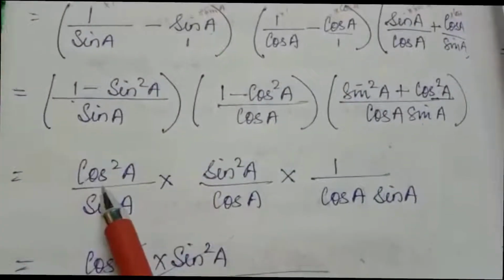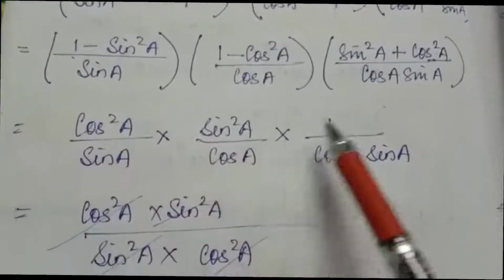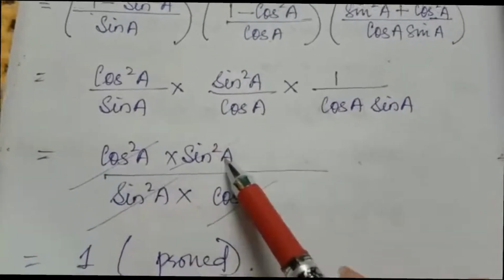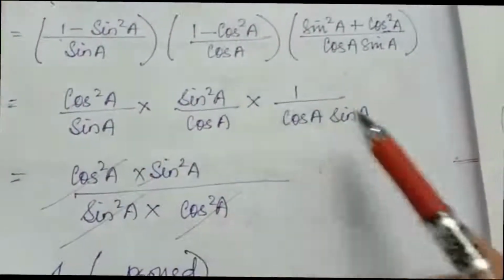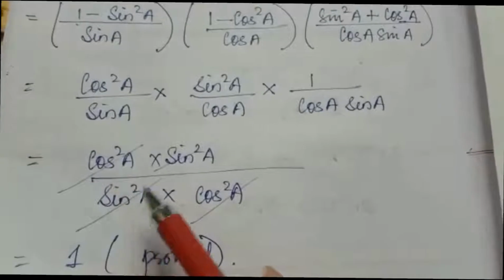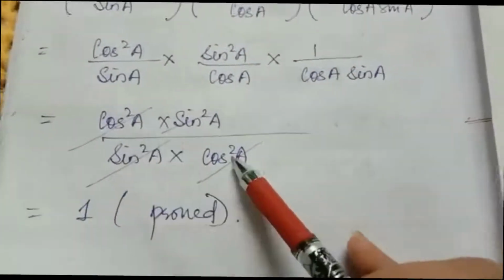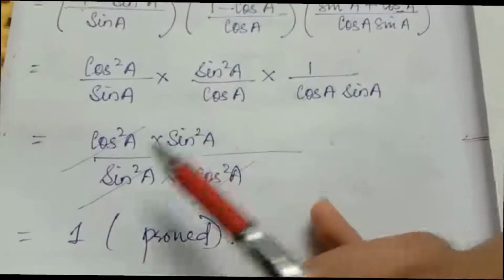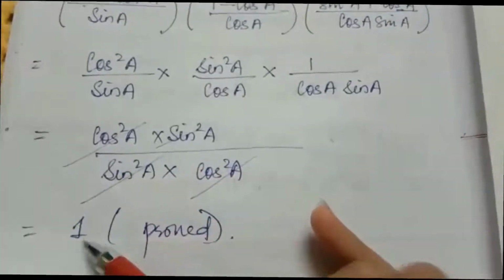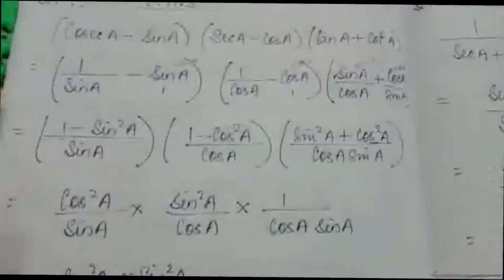Multiply numerator: cos square A into sin square A into 1 is cos square A into sin square A. Sin A into sin A is sin square A, into cos A into cos A, cos square A. Cos square A cancel, sin square A cancel. Answer is 1. Proved.